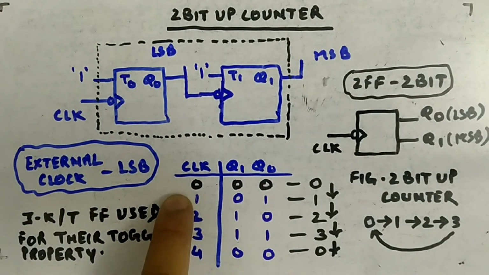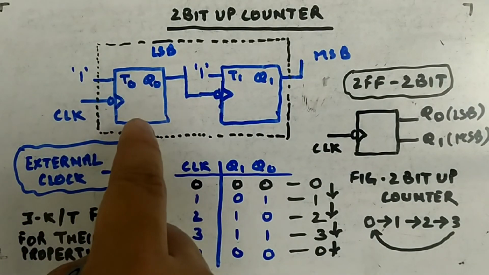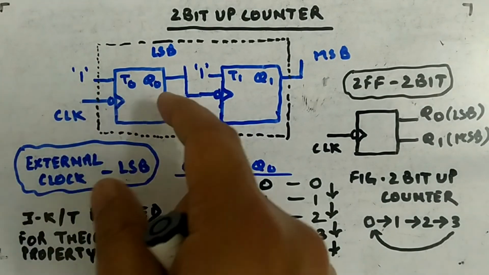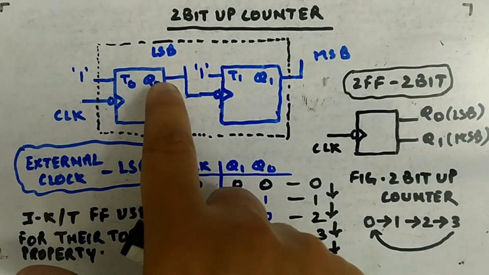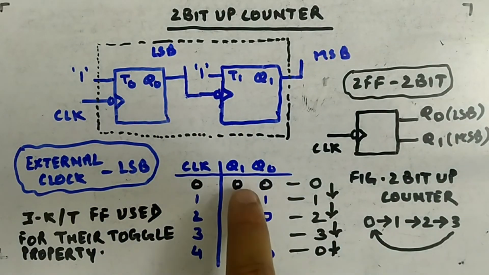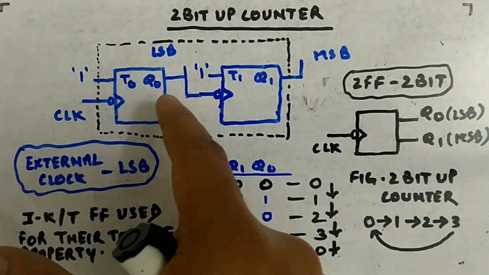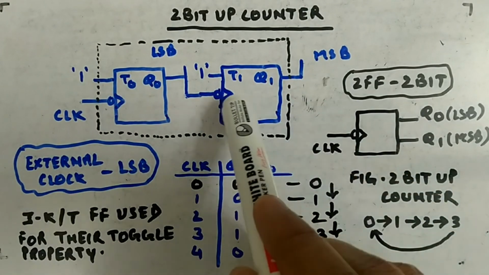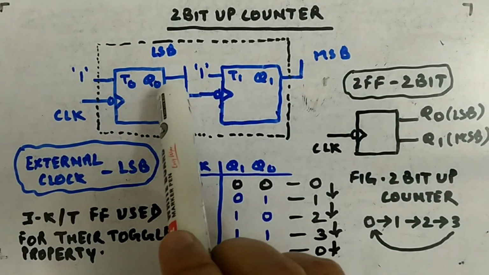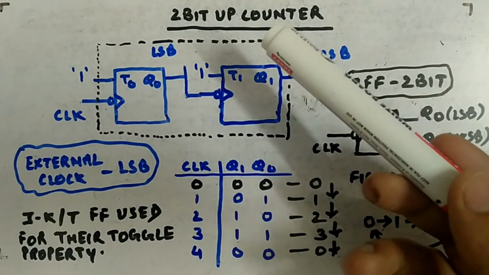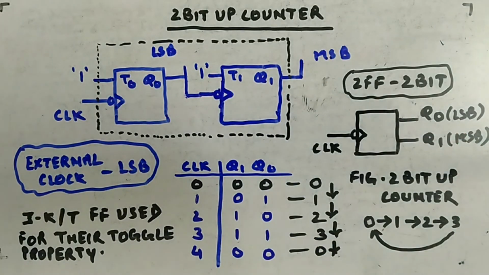So when the first clock pulse comes, this flip-flop will look for a negative edge trigger, the negative edge of the clock. Whenever the negative edge comes, this was 0, input is 1, so the output will now toggle off the previous state. So Q0 was 0, it becomes 1, it toggles. Now this one will not work because it needs a negative edge. Since your output Q0 goes from 0 to 1, it will not respond. It will only respond when the clock goes from 1 to 0, negative edge. So it will not change its state, that's why 0 is there.